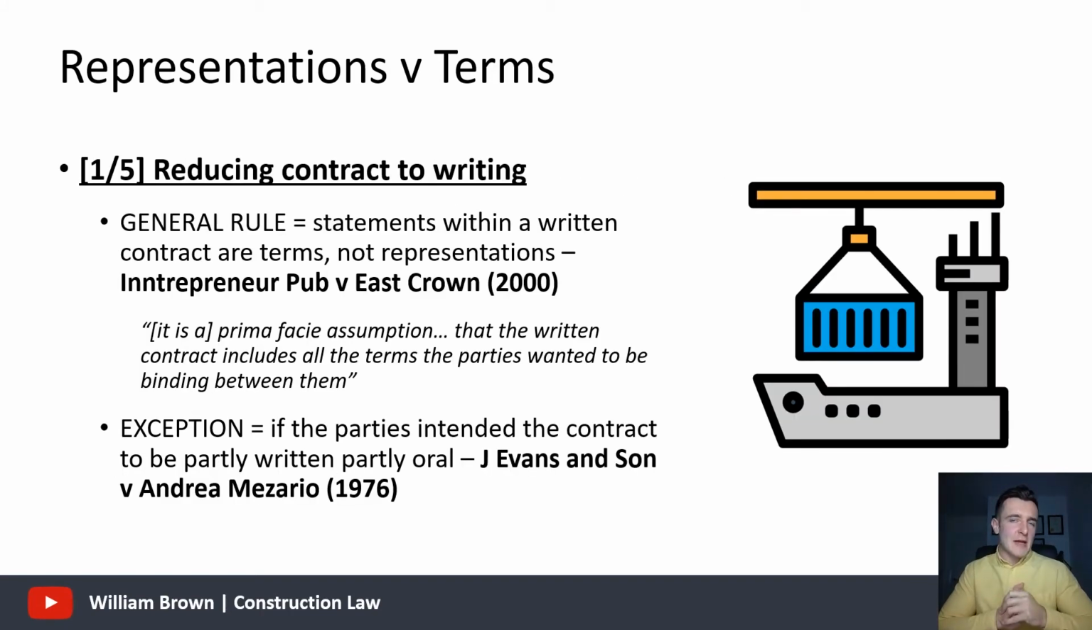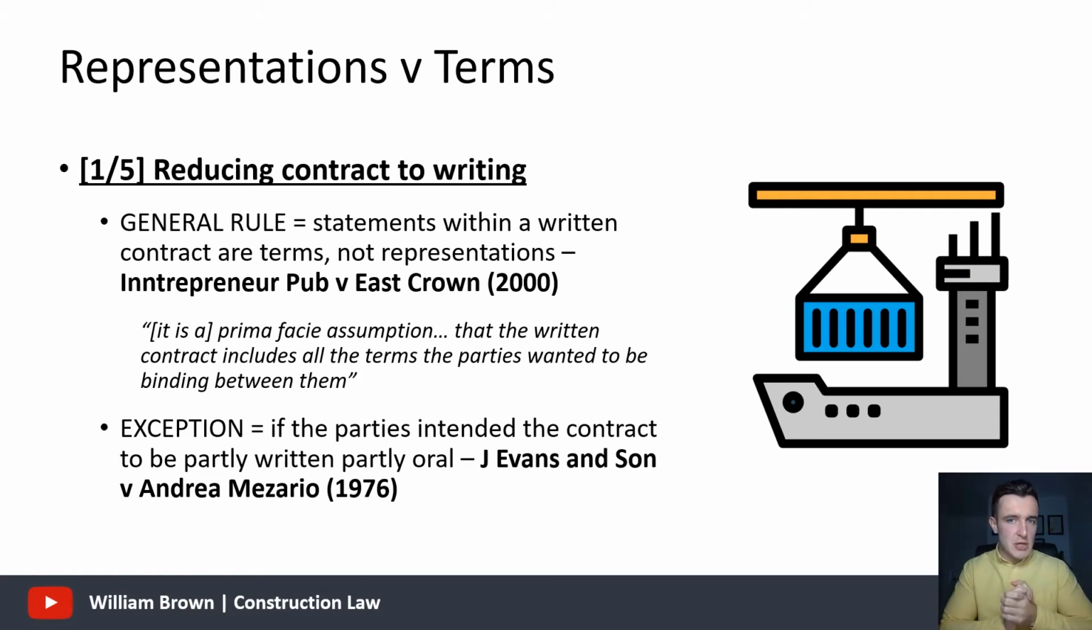The first of our 5 factors then is whether or not the contract was reduced to writing. So the parties were having all of these pre-contractual statements, and then just before they entered into contract, they reduced their agreement into writing. So that's what we're discussing here. And I think for obvious reasons, the presumption and the general rule is quite clear that comes out of this. And that is that statements within a written contract are terms and they are not representations. And moreover, that reducing a contract to writing displaces any other pre-contractual statements that are not contained within the written agreement.